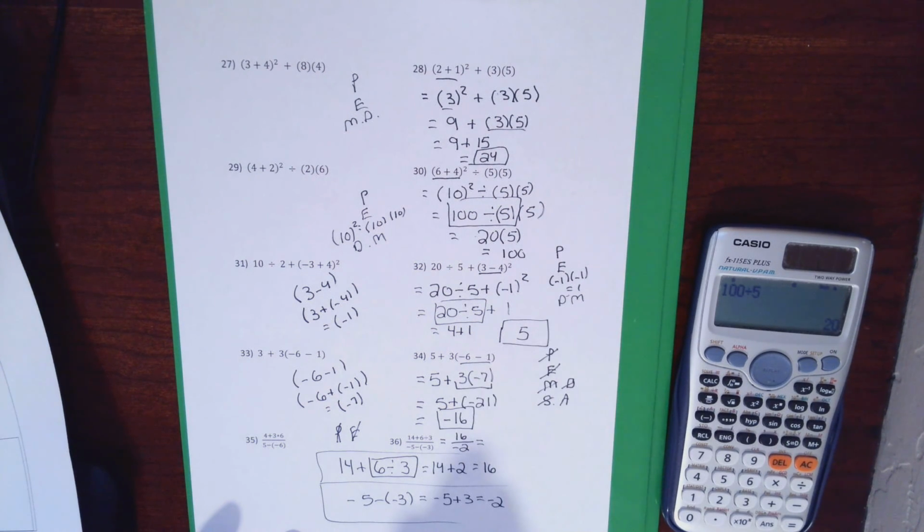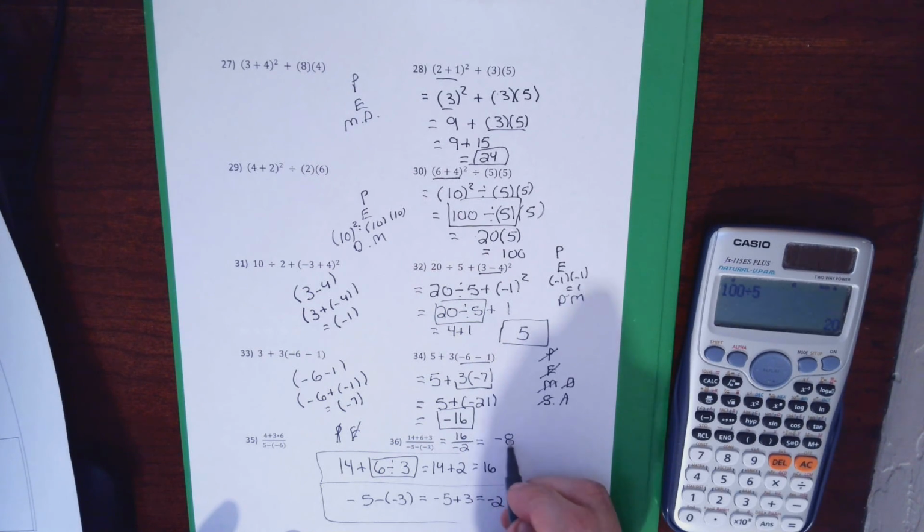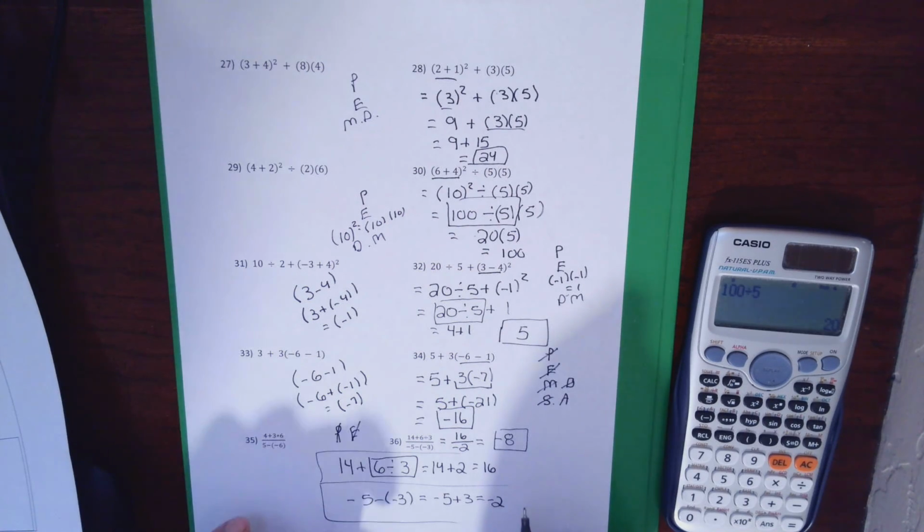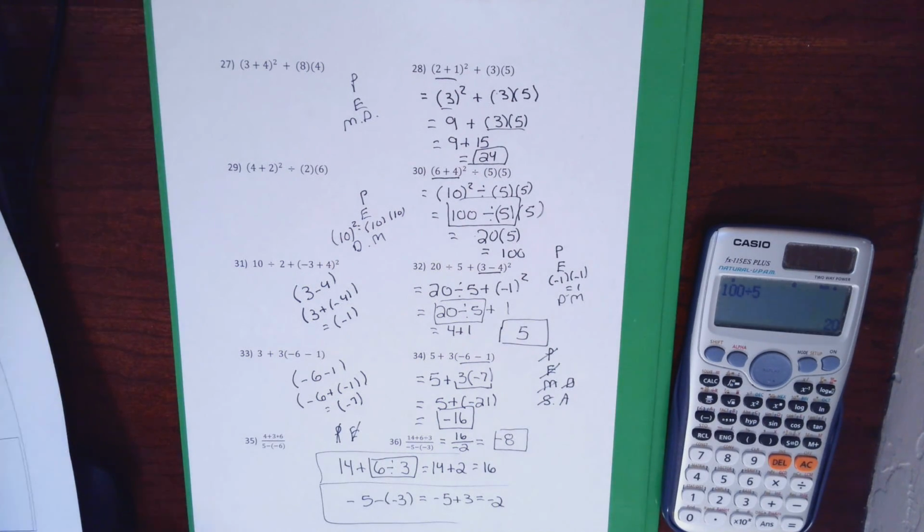So in 36, I'm left with 16 over -2. And 16 over -2 is going to be -8. So my answer for 36, 14 plus 2 is 16. -5 plus 3 is 2.